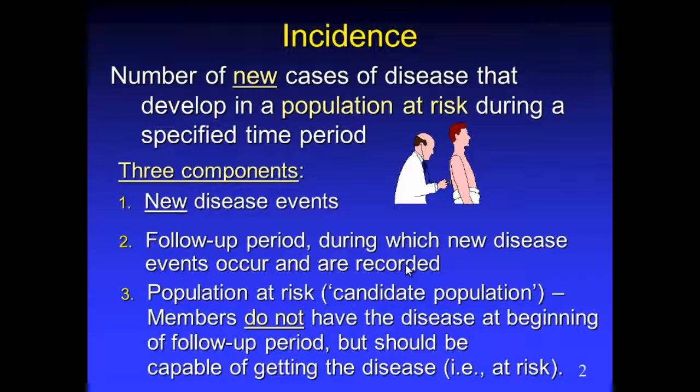And it has three components, as you can see here. So new disease events, that's really the defining feature. And then there's a time period, a follow-up period, during which these new disease cases are recorded. And then we have a population at risk, also known sometimes as a candidate population. The population at risk is defined in terms of people who do not have the disease at the beginning of the follow-up period, but they should be at risk of getting it during that follow-up period, or at risk as we sometimes say.